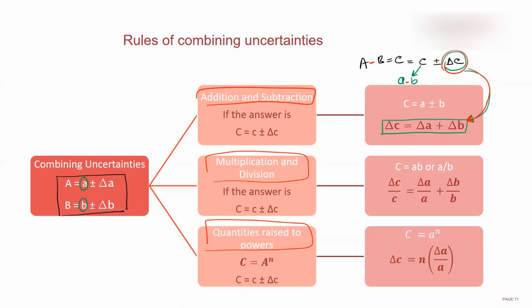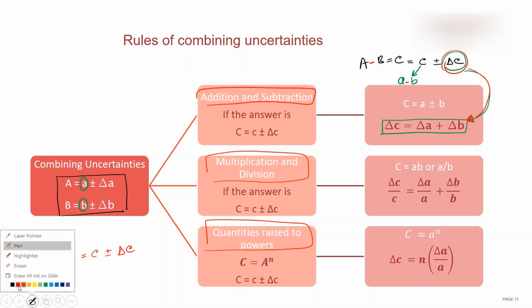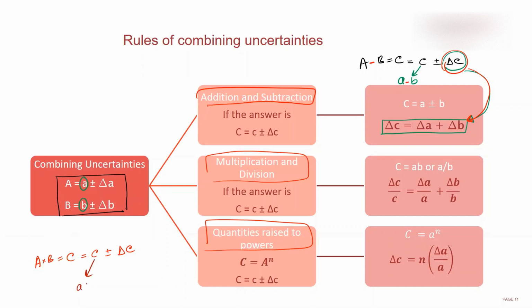Let's take the multiplication and division. If we want to find A times B, we can write that as a measurement plus or minus the delta C. And again here the measurement, or else the C, will be simply A times B. To find the delta C, we have an equation here. So we use this equation and we find the delta C.